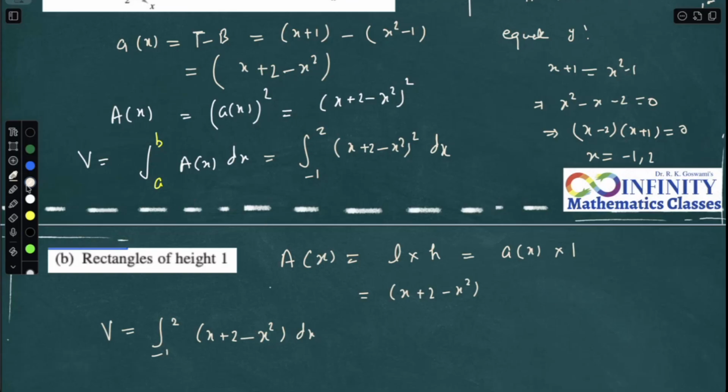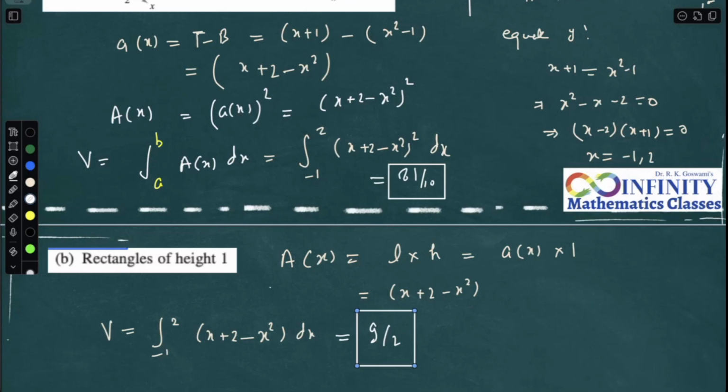And let me just tell you, the answer should be 81 by 10 there. You need to verify if this is the answer. And the answer for this part is going to be, I hope, 9 by 2 there. I'm checking these answers with the help of the calculator. So you should check them. You should calculate them. I'm just writing for your reference.